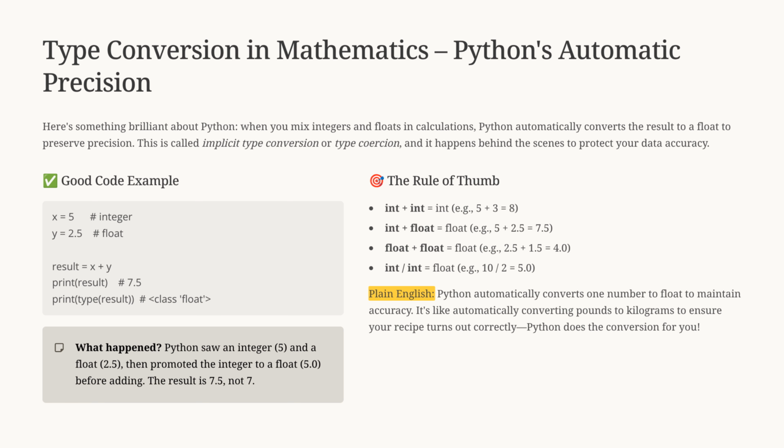Here's something smart about Python. It automatically preserves precision in your calculations. When you combine integers and floats, Python converts the result to a float, so you never lose accuracy. For example, we set x to 5 and y to 2.5. When we add them, Python automatically converts the result to 7.5, a float. It does this behind the scenes, promoting integers to floats when needed. You can think of it like automatically converting pounds to kilograms to make sure your measurements stay accurate. Python handles that conversion for you.